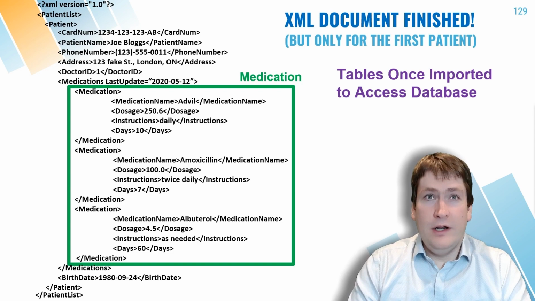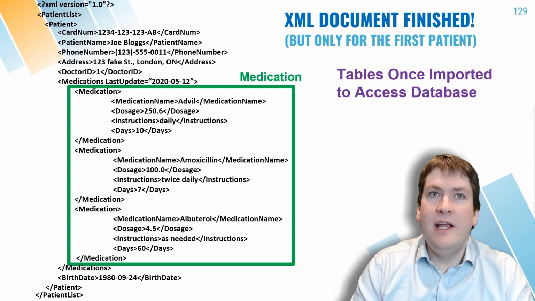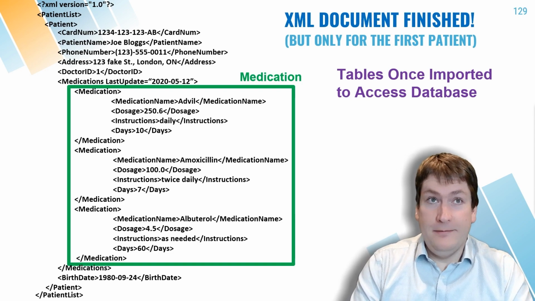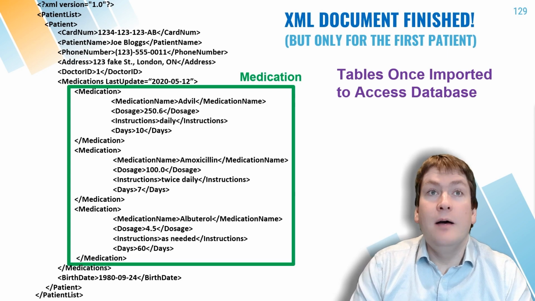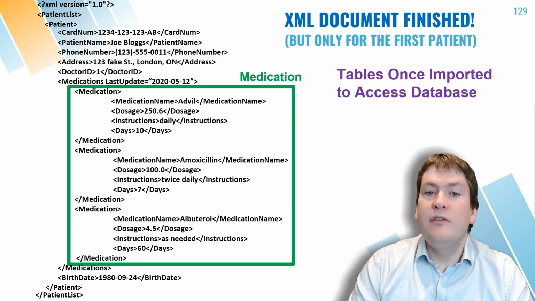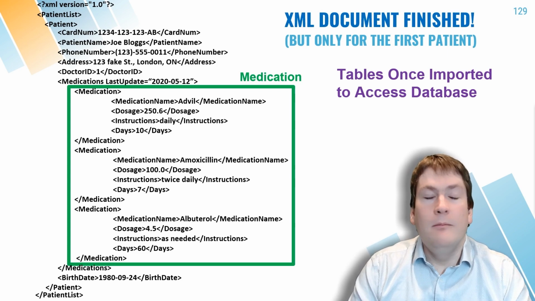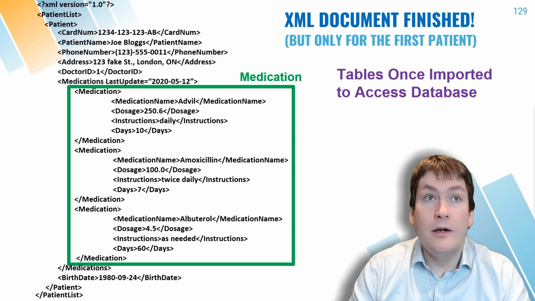First, we're going to take a look at what's actually going to become tables and what's going to be the records once we import this. So the list of medications is going to eventually become the medications table. Each one of these things in this green box here is going to be a record in our medications table. So we'd have one for Advil, amoxicillin, and so on.